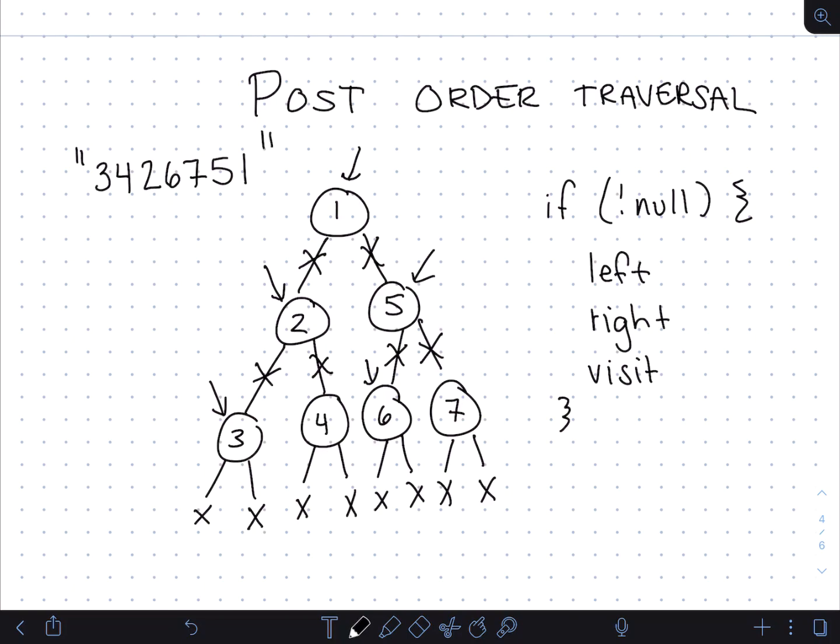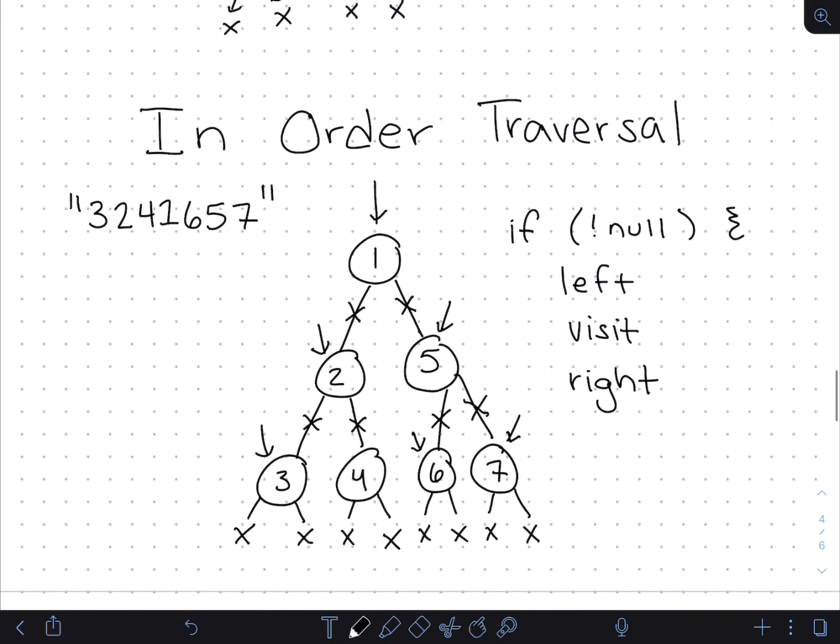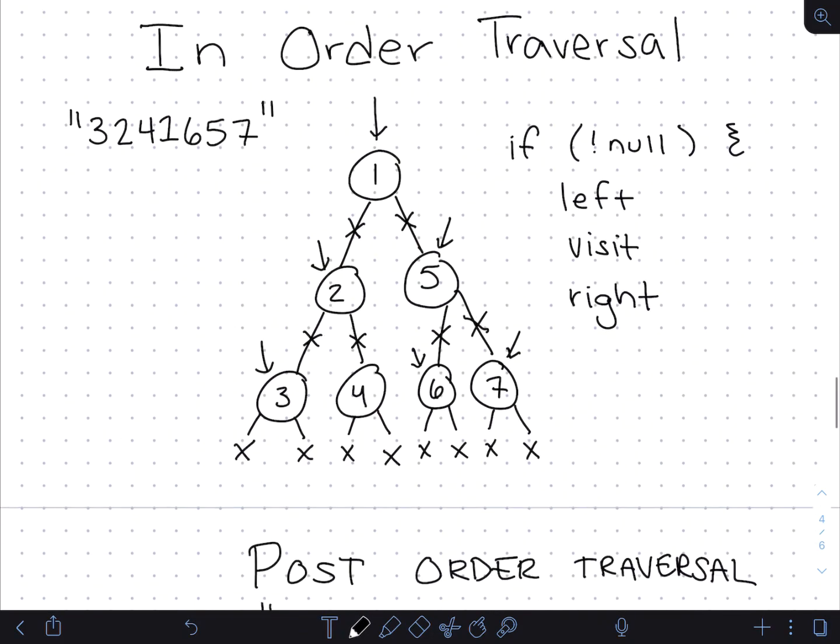And those are the 3 types of traversal algorithms. We have post-order, in-order, and pre-order. This has been a brief overview on trees.